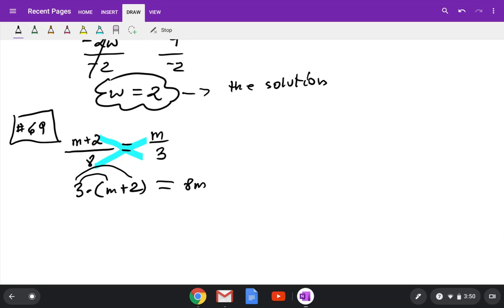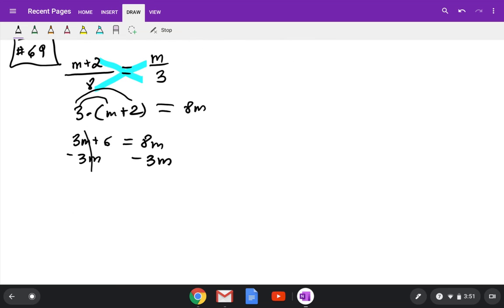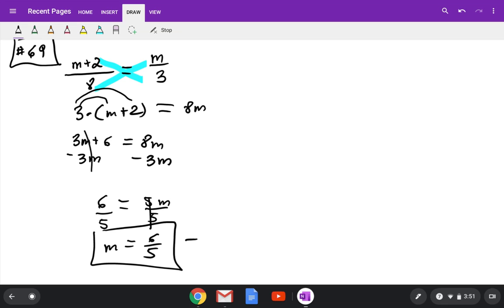Here we distribute, which gives 3m + 6 = 8m. Solve for m: subtract 3m from both sides, and that gives 6 = 5m. Divide each side by 5, and we get m = 6/5. So this is the solution. Proportions are very nice to solve.